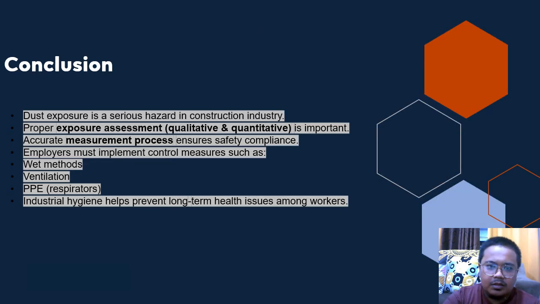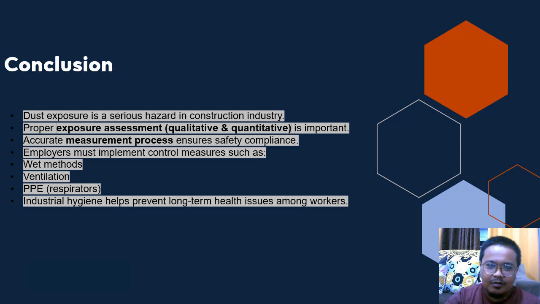The measured results are compared with the exposure standard. Examples include the OSHA permissible exposure limit and the ACGIH threshold limit value. For silica dust, the recommended limit is about 0.0025 mg per cubic meter. If the exposure exceeds this limit, control measures must be taken.